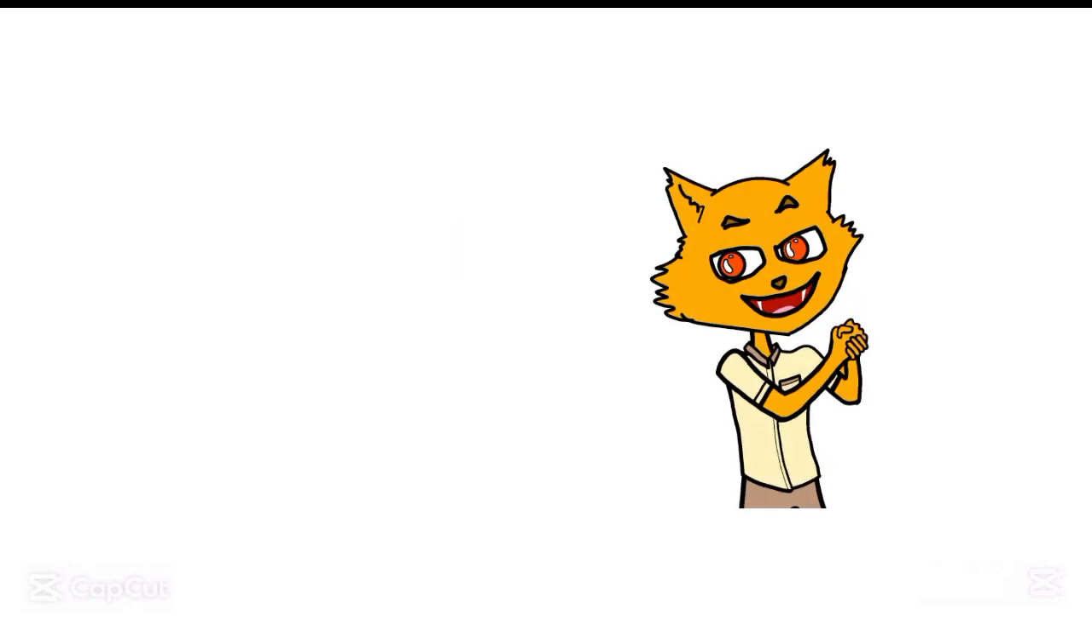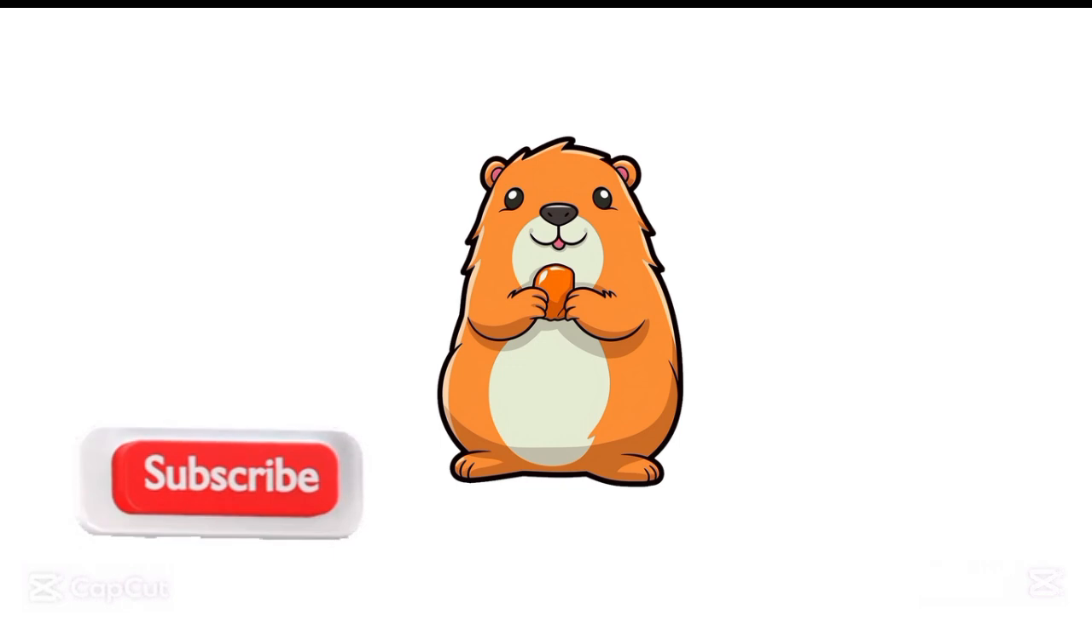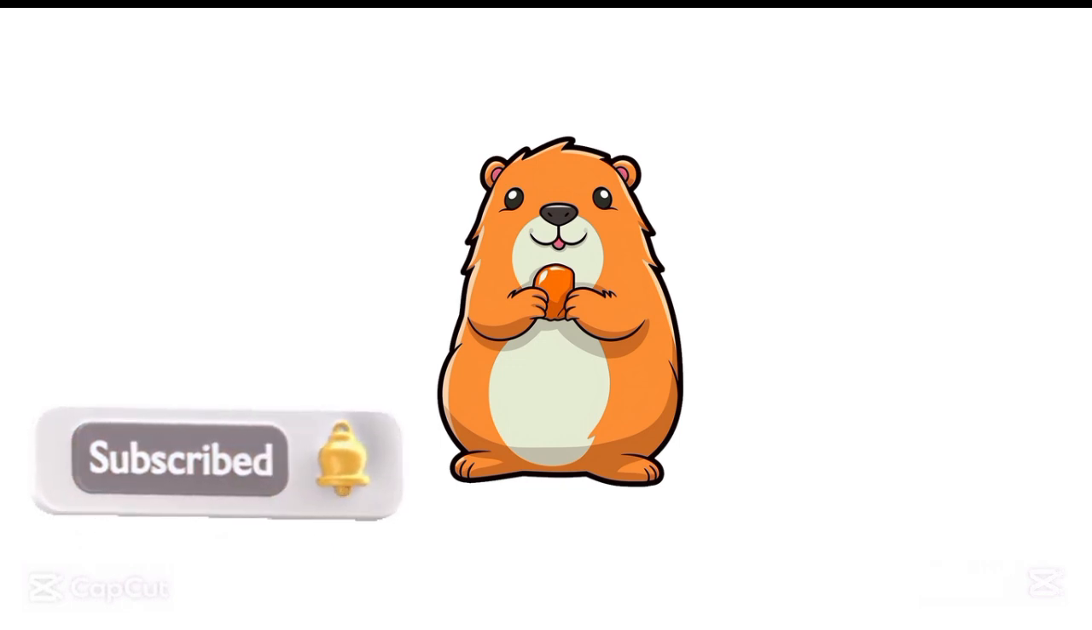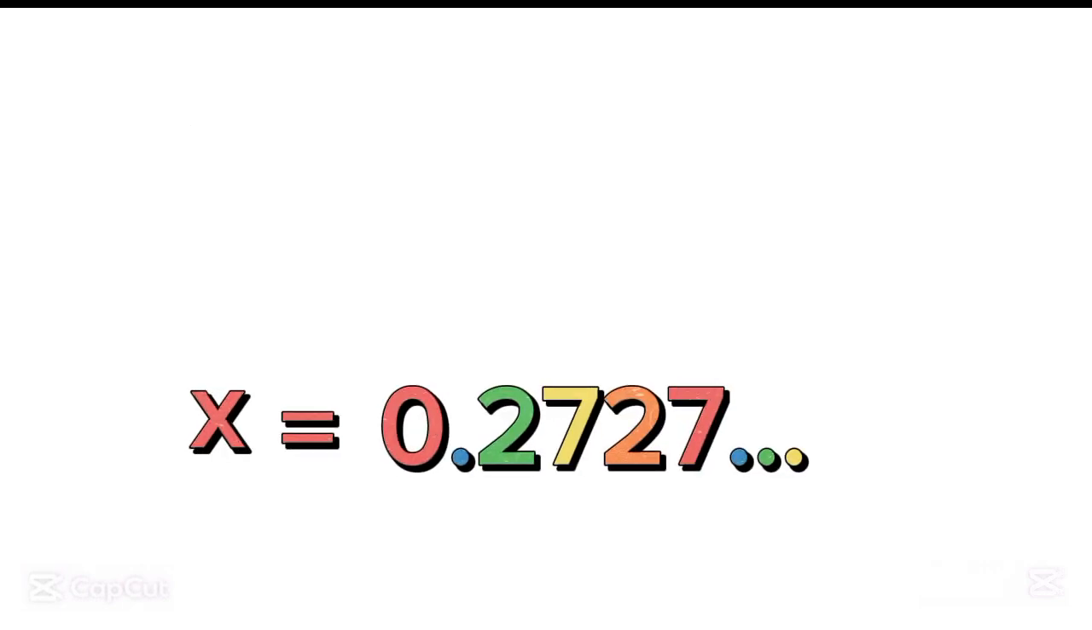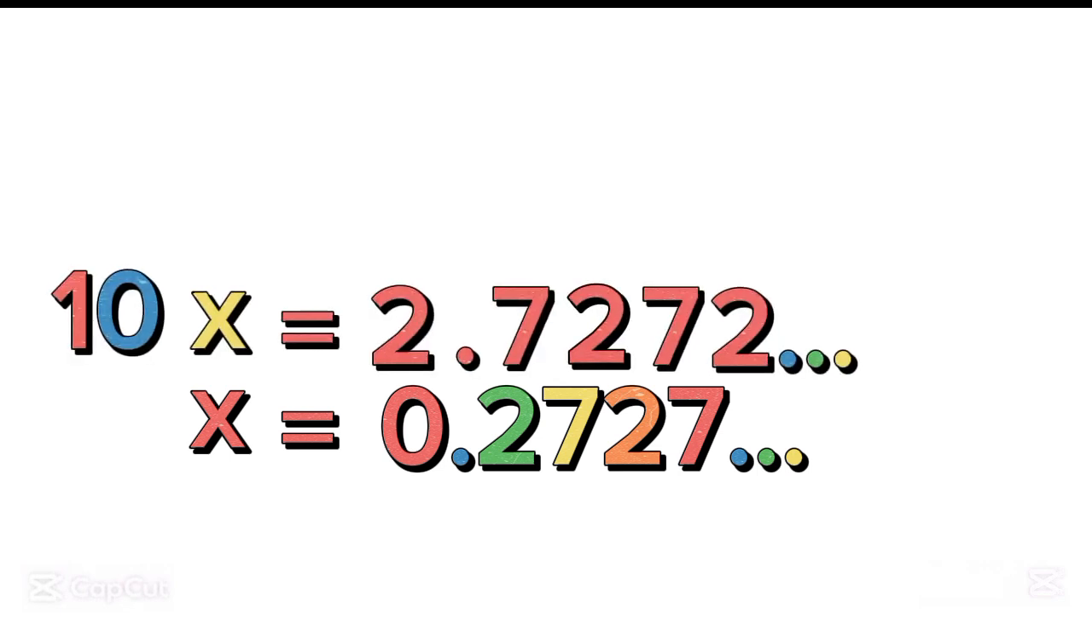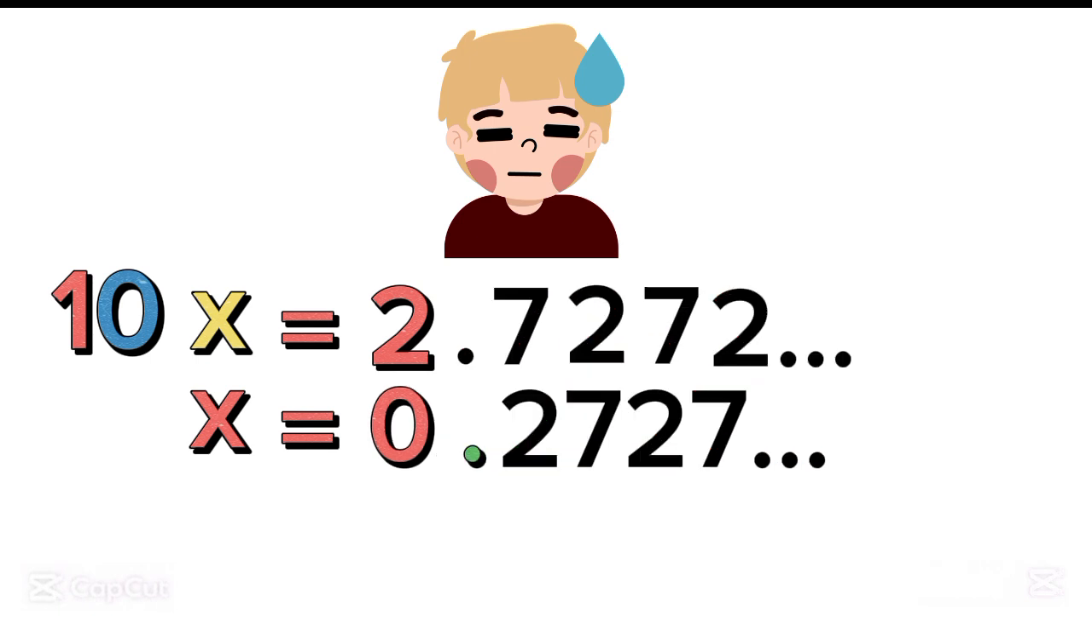Feels good, right? But hold on, what if things don't line up so easily? Well, no worries. Let's try 0.27 recurring, where 27 keeps repeating. This one's a little trickier. We set x equals 0.272727 and multiply by 10. 10x equals 2.727272. Oh, the decimal part doesn't match.